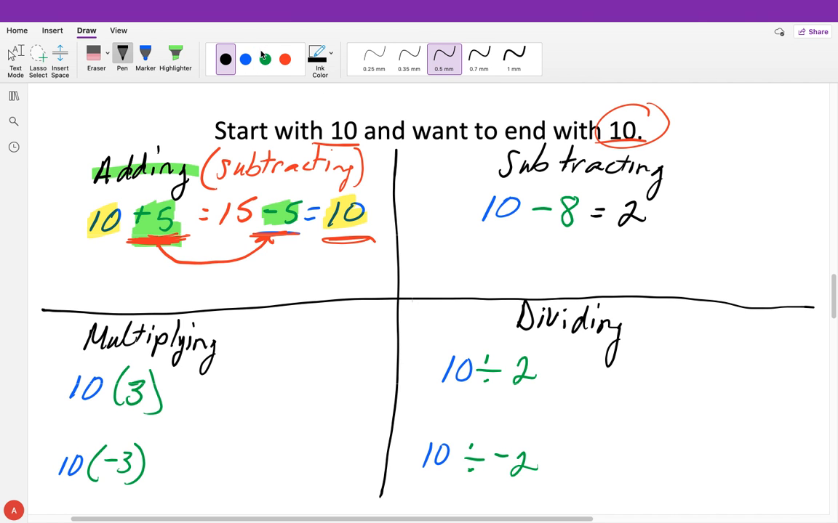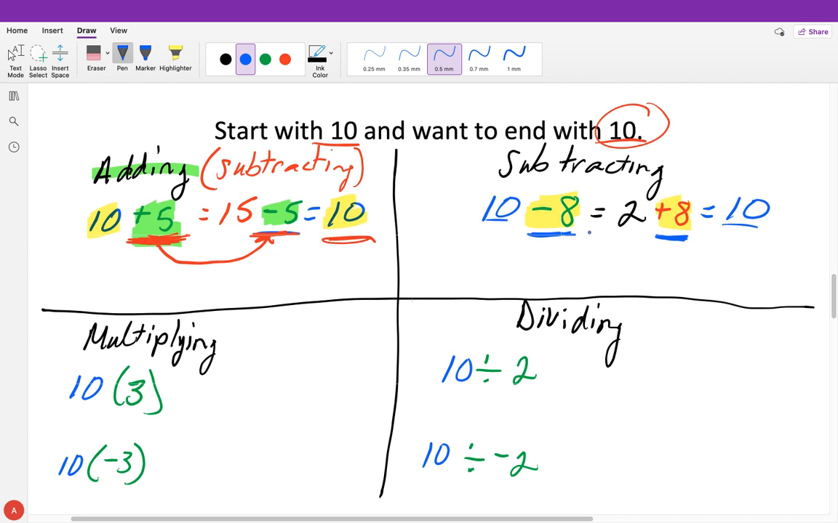In order to get back to 10, I'm going to have to add 8. And 2 plus 8 will bring me back to my original number 10. So you see, I started with 10, I ended with 10. My original operation that I did to my 10 was subtracting by 8. And then to undo that subtraction to get back to my original number, I needed to add by 8. So you see, this 8 is undoing the original operation that we had.